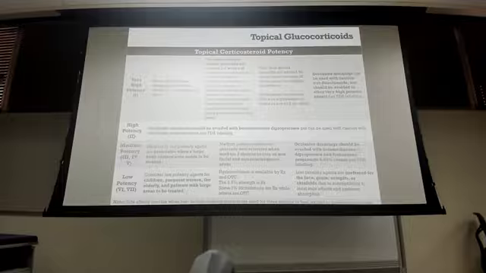And then your low potency, this is the one that we said, this is like our safest bet. And this is the one that we're using on that delicate skin and our delicate people. So our kids, our pregnant women, our elderly patients, not just elderly women, so elderly, okay?